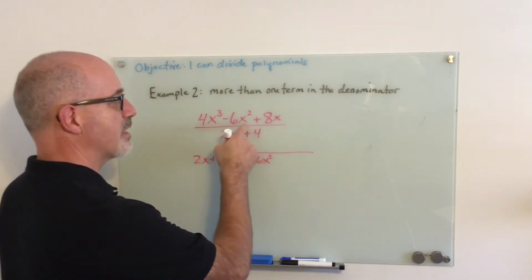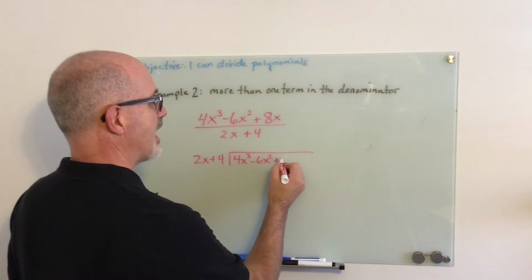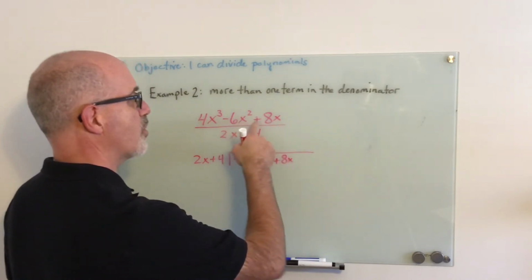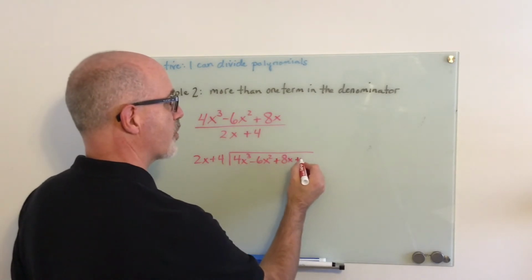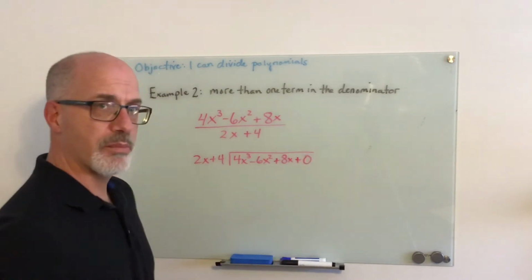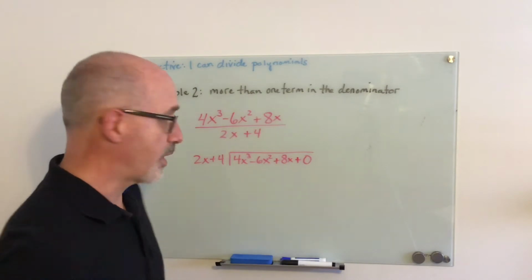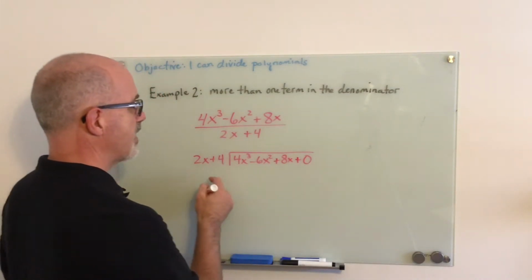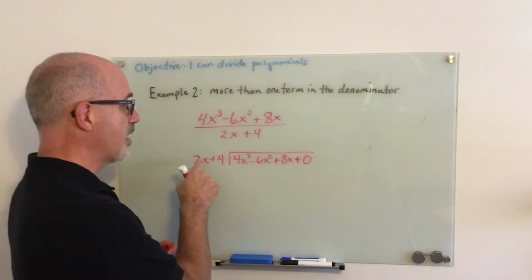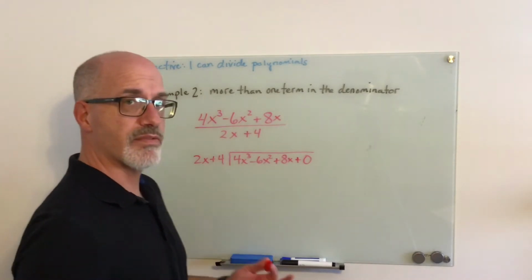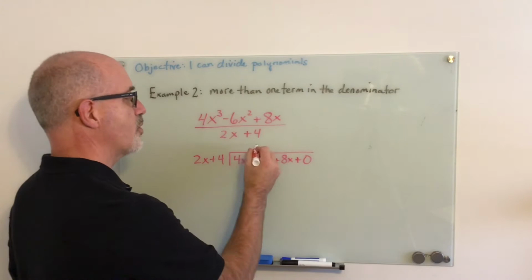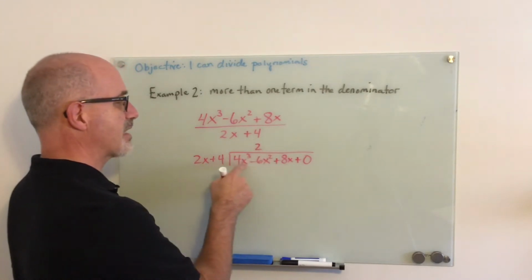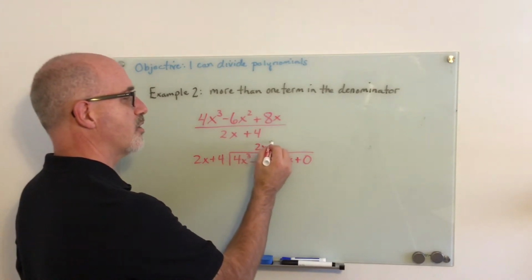Now there's a missing term here. I've got plus 8x, but notice that there's no constant after that. So I need to make sure I put a placeholder for that missing term so that we account for it. So I'm going to divide this in. How you do this is you say 2x times what gives me the 4x cubed? The answer to that is we need to get 2 times 2 gives me the 4, and then x times x squared gives me that x cubed.